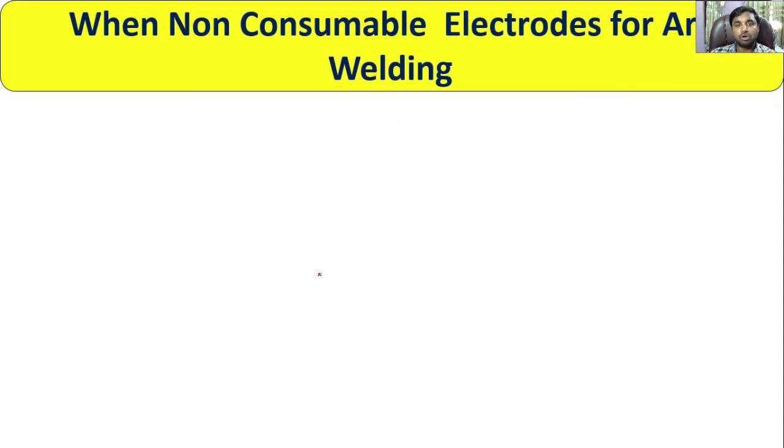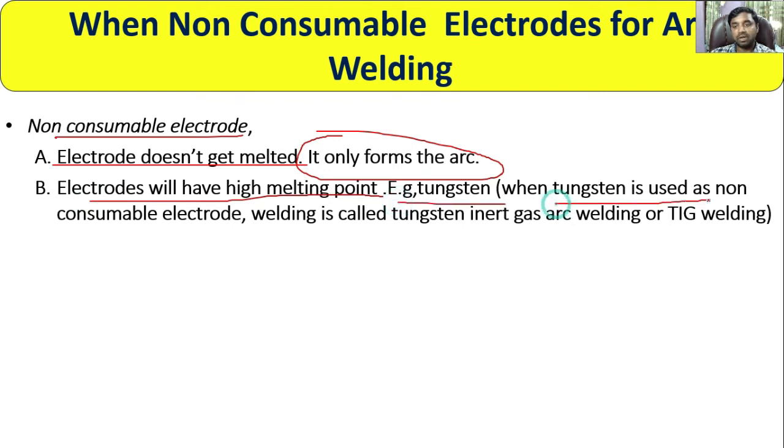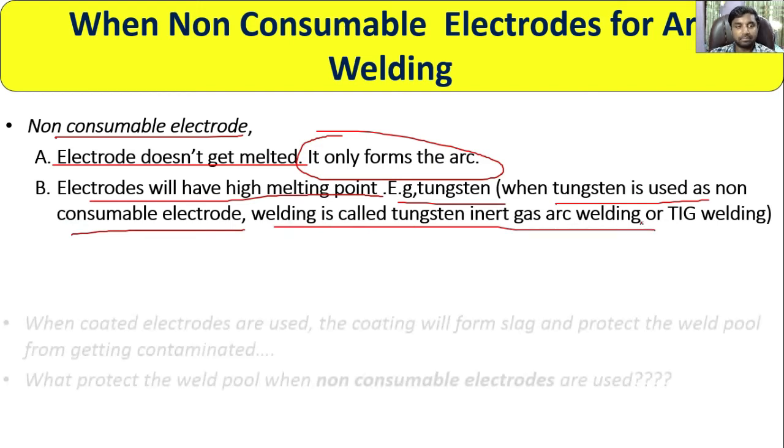If it is a non-consumable electrode for arc welding, the electrode does not get melted. It only forms the arc. In a non-consumable electrode, what will happen? The electrode is not melted, it only gives the arc. The electrode will have a high melting point. That is tungsten. When tungsten is used as a non-consumable electrode, the welding is called tungsten inert gas welding. Definitely you need a gas for that.